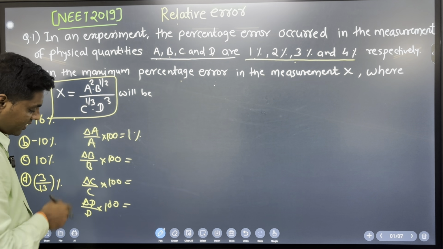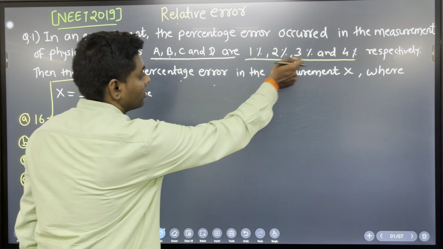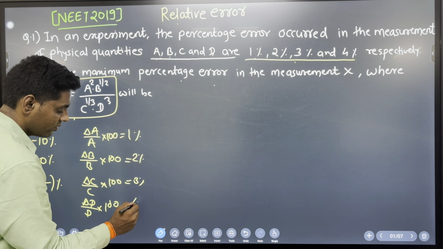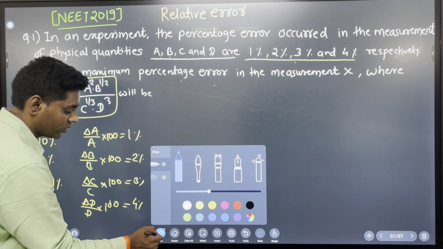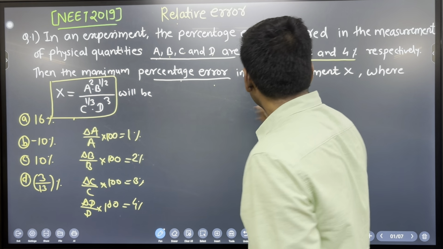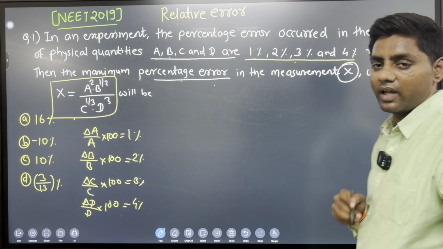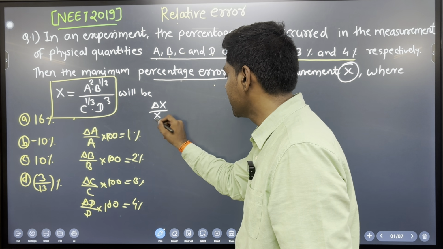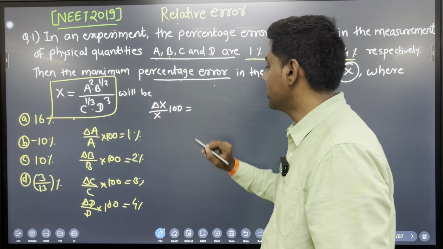So what is the percentage error for B, C, D? That is 2, 3, 4 respectively. So that is 2%, 3% and 4% respectively. So we have to write down what is the maximum percentage error for the measurement of quantity X. So how to write it? Very simple.